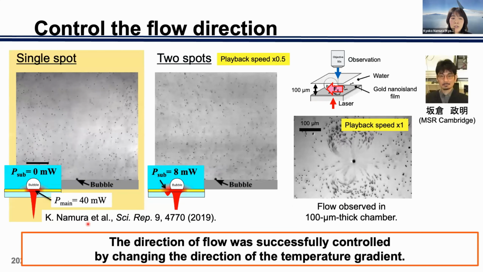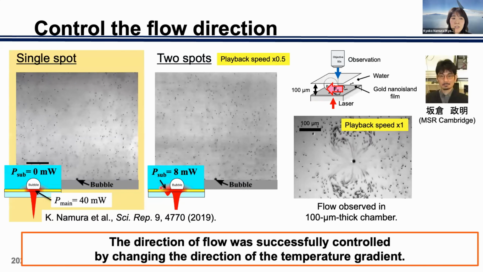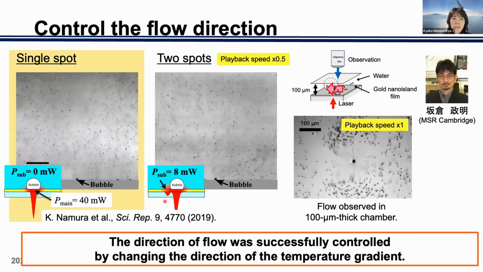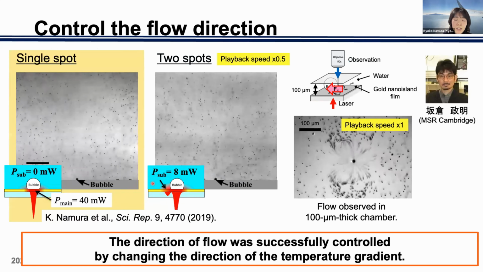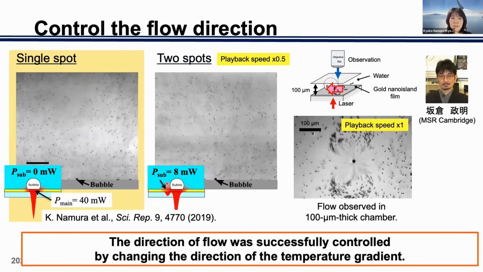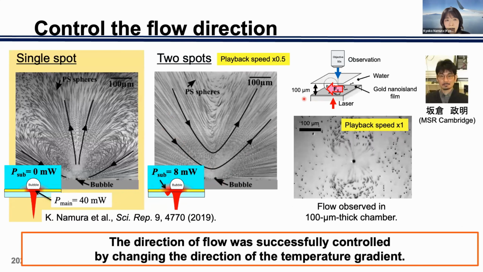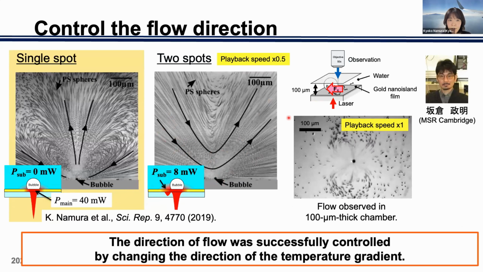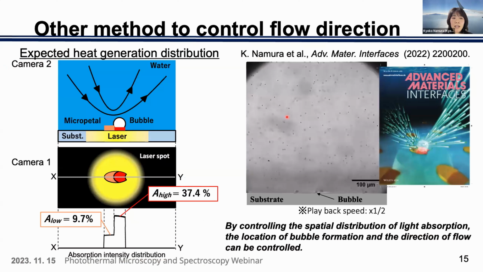So we tried that by adding a sub-laser spot next to the main laser spot. This sub-laser spot can apply a temperature gradient in the direction parallel to the substrate surface. And in this case, you can generate the flow in that direction. And a similar thing can be done by controlling the spatial distribution of the light absorption like this.